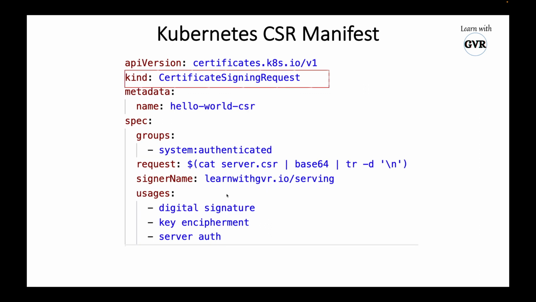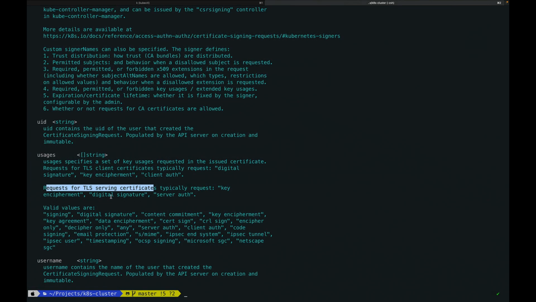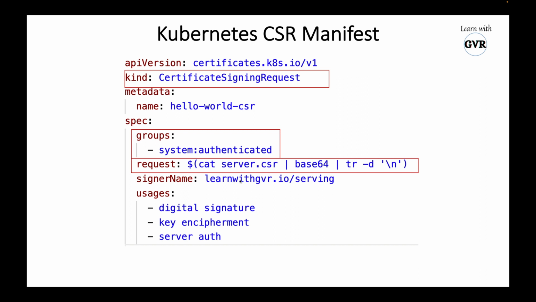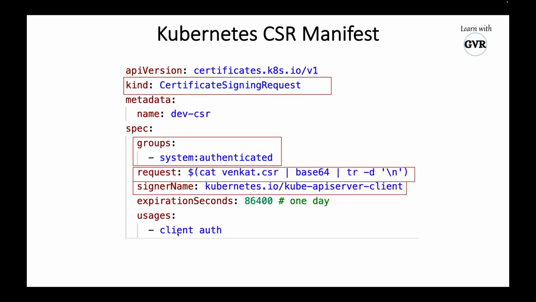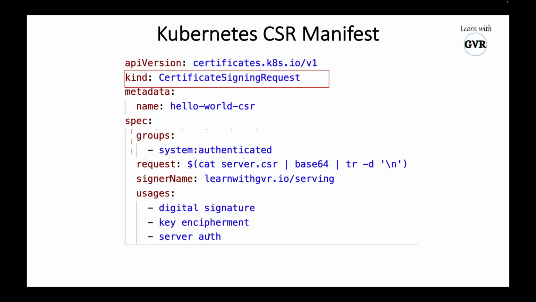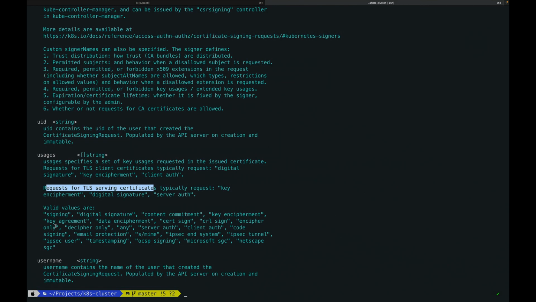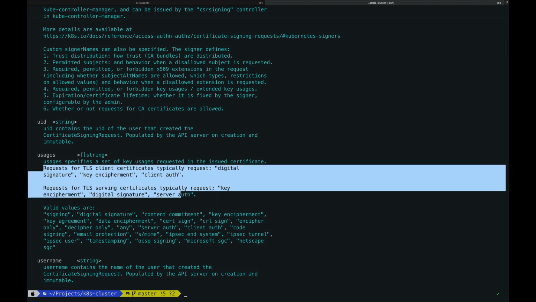Whereas this is a serving certificate, which is to be called by the Kubernetes server. It is not calling; the Kubernetes server will call this particular hello world. So in that case, for usage you will specify digital signature, key encipherment, and server auth. In the previous one you see client auth only. That's what this documentation says: the purpose for which you can use it.